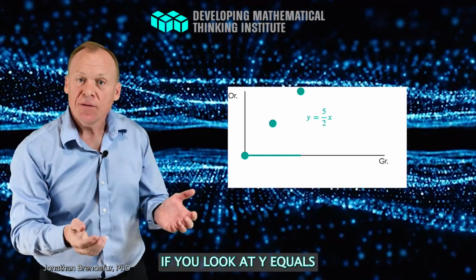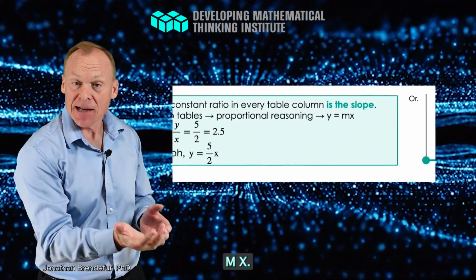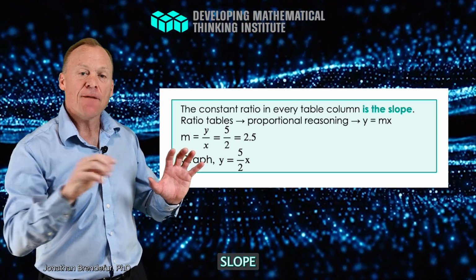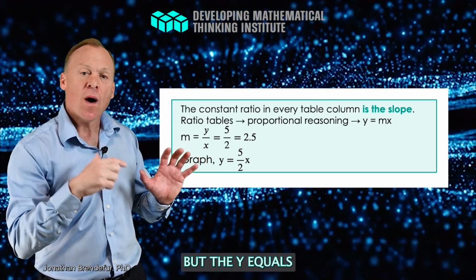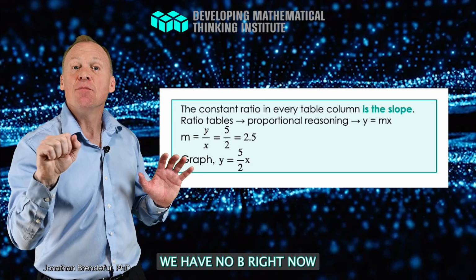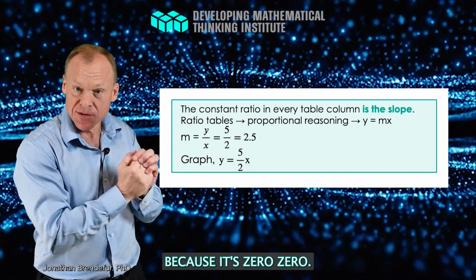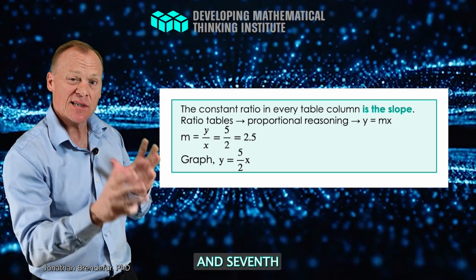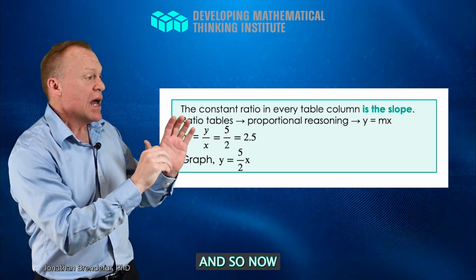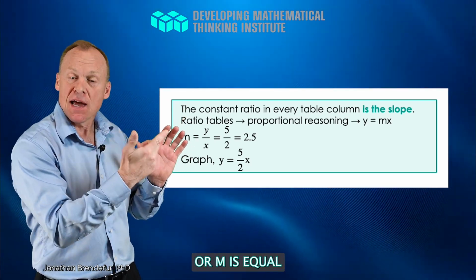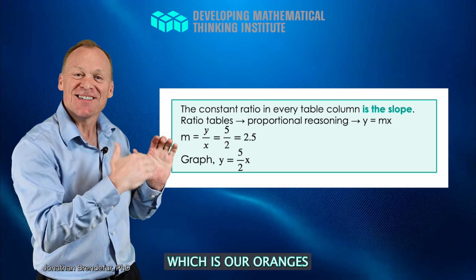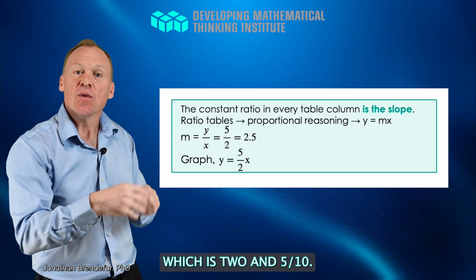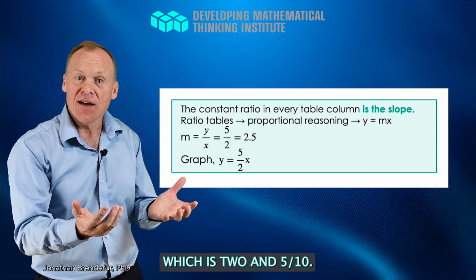If you look at y equals mx, so we're doing proportion versus, you might be thinking slope, y equals mx plus b. We have no b right now because it's 0, 0. That's a whole other discussion. Important to know though with kids, and that's really 6th and 7th grade work here. So now that means slope, or m, is equal to y over x, which is our oranges over our grapefruit, which would be 5 over 2, which is 2 and 5/10.